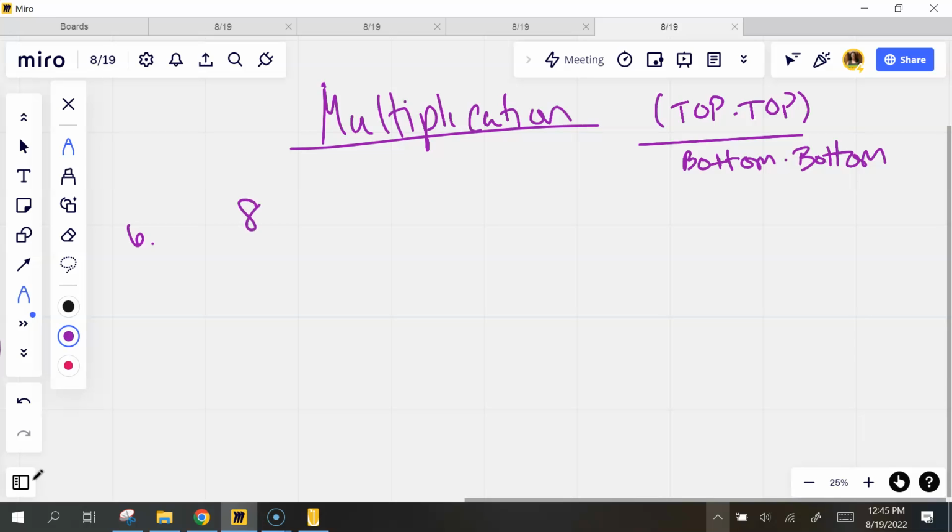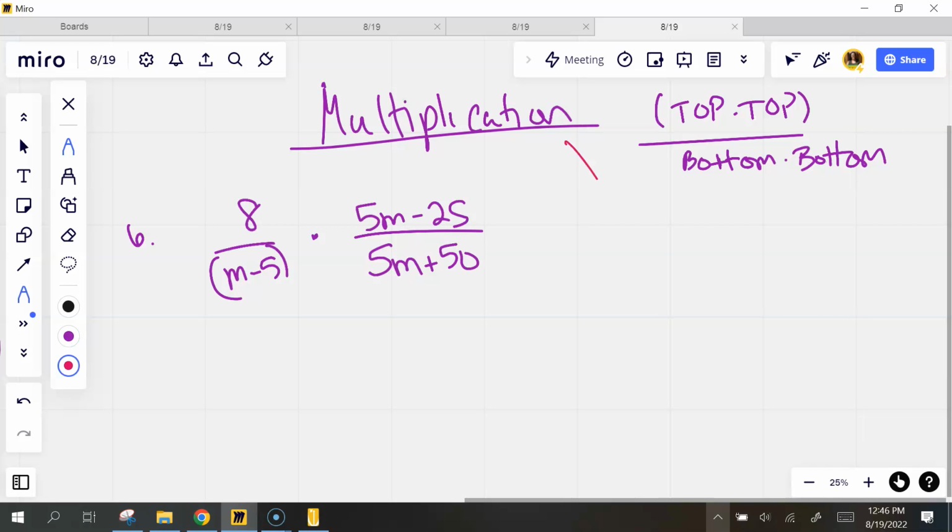So we have 8 over m minus 5. So I could put a parenthesis around this m minus 5, right? Times 5m minus 25 over 5m plus 50. Yes, you can, but what I want to do is I always want to factor first, anywhere I can. Remember, factoring is key here.